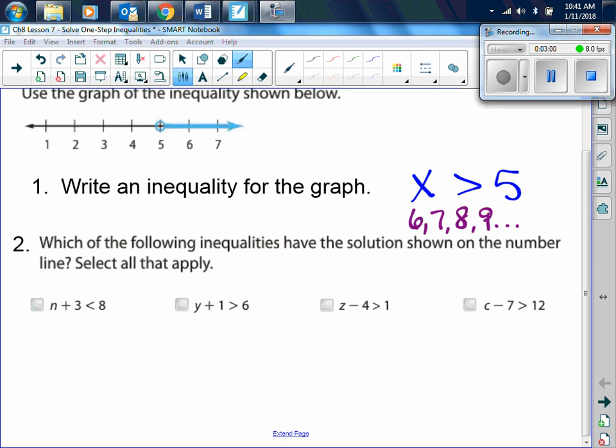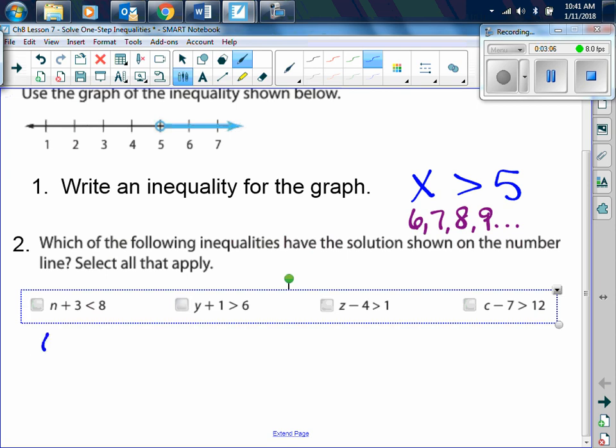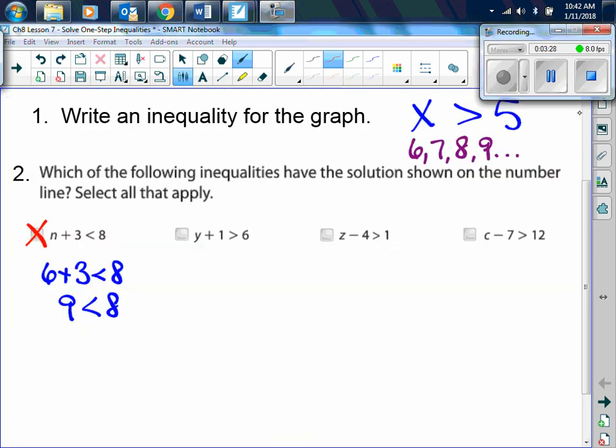So let's choose, for the first one, let's choose 6. So we have 6 plus 3 is less than 8. So we substitute. Now we simplify. 6 plus 3 is 9 is less than 8. Is that true or false? That is false. So that does not have the same solution.